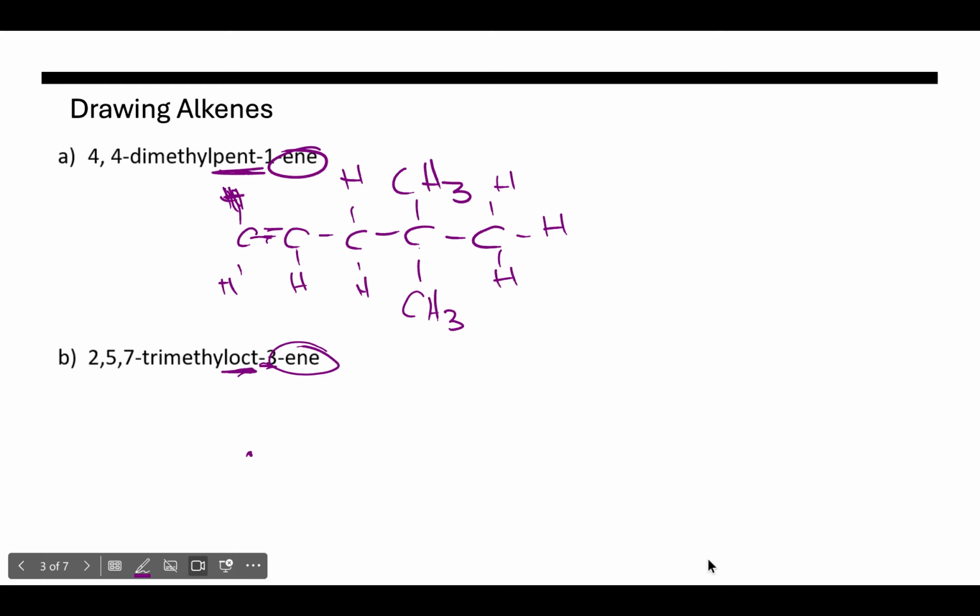So I'm starting at a point, so that's a carbon. So carbon 1, 2, 3, 4, 5, 6, 7, 8. And now between carbon 3 and 4, I need my double bond. On carbon 2, I need a methyl group. On carbon 5, I need a methyl group. And on carbon 7, I need a methyl group.